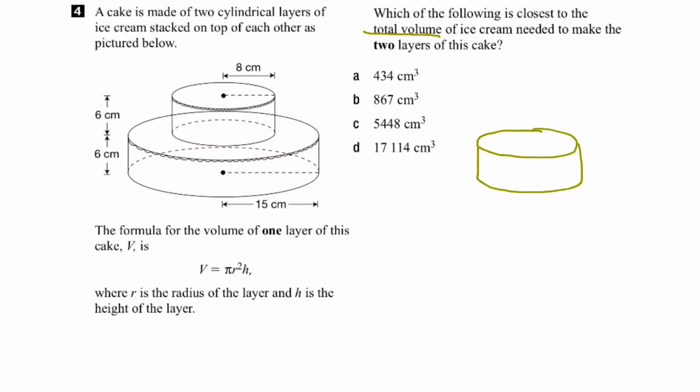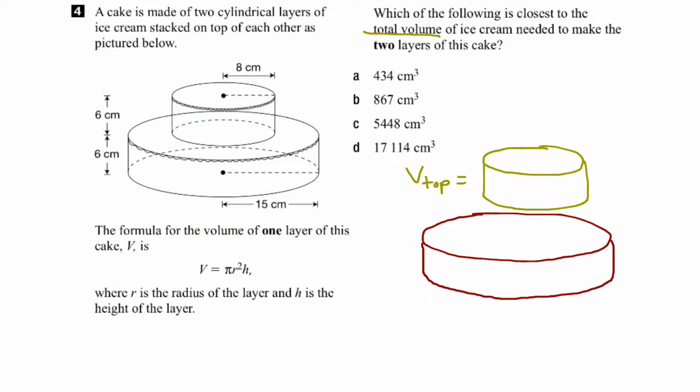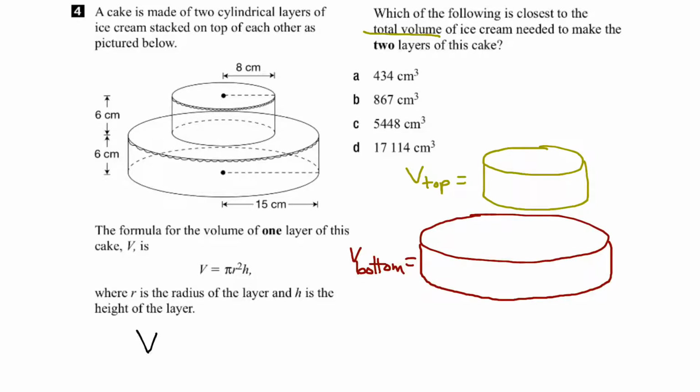And if we move it over to the side, we can see that that would be the volume of the top of the ice cream cake. Now let's look at the bottom layer, so we can draw an outline of it here. And if we move it over to the side, this would represent the volume of the bottom of the cake. And so the volume total would equal the volume of the top of the cake plus the volume of the bottom of the cake.